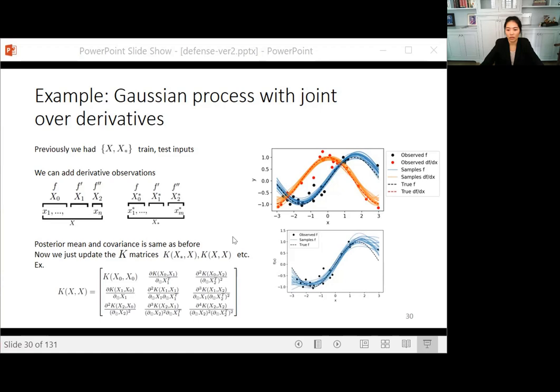And then if we look at the posterior with the derivative observations, this is the same example as before with the noisy sine observations. But in the top plot, we're also including some first derivative observations. And we see that because of those first derivative observations, the posterior around the true function is now tighter. And we can also sample the posterior to get the first derivative samples.